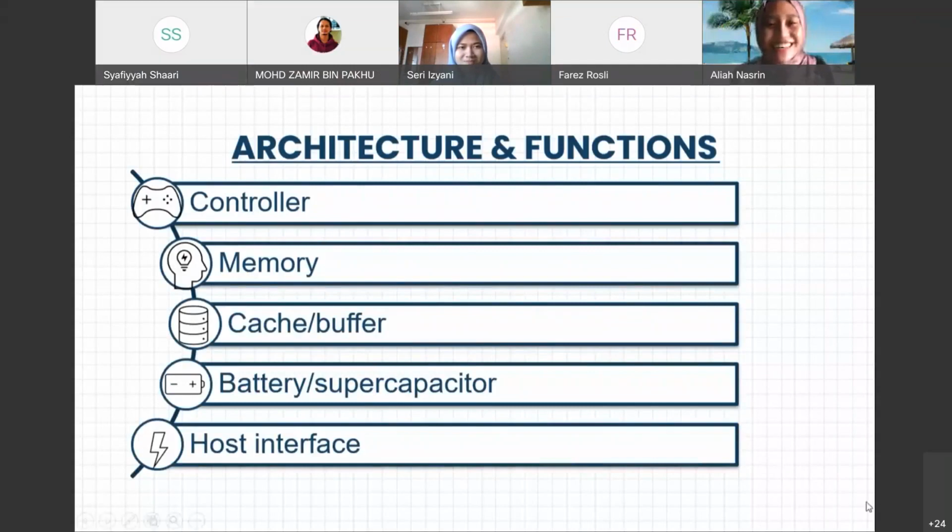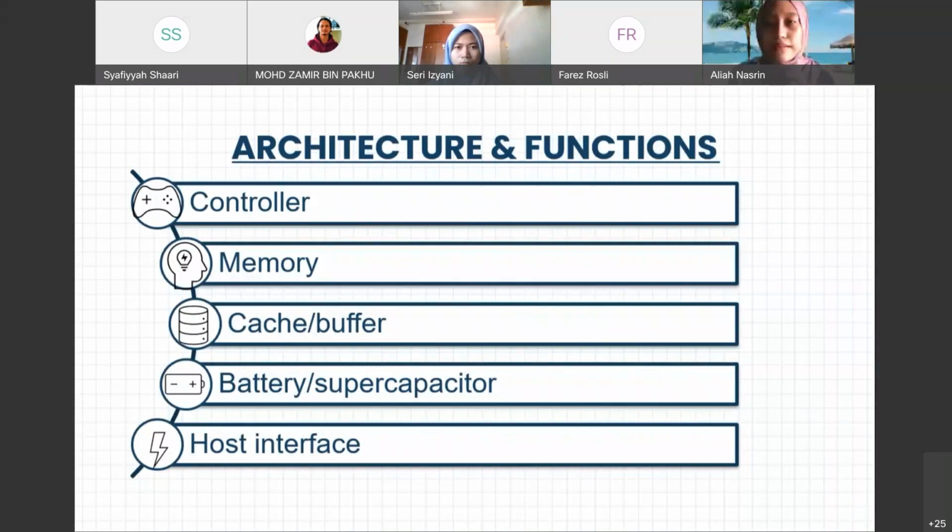Okay, sorry. So for my part, I'm going to explain about the architecture and function of SSD. So there are several components included inside the SSD, which are a controller, memory, cache or buffer, battery or supercapacitor, and host interface. The main components of SSD are the controller and memory.